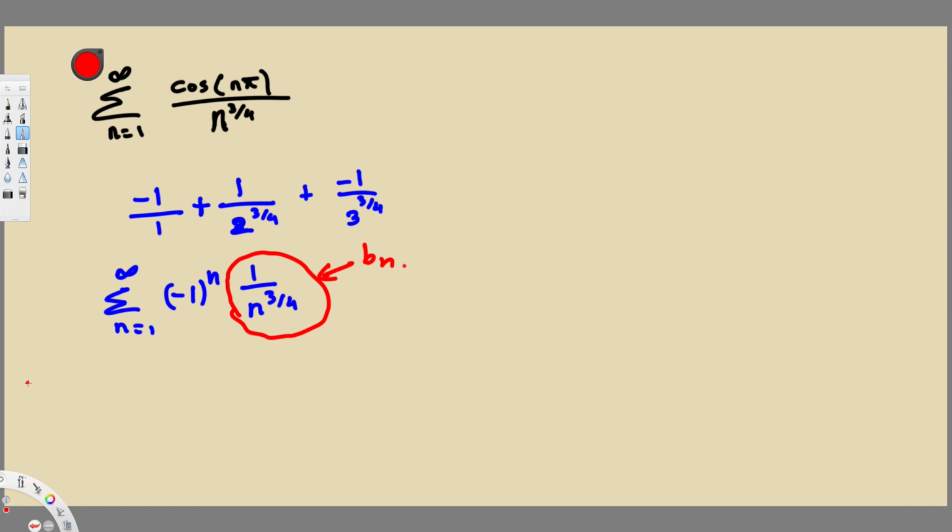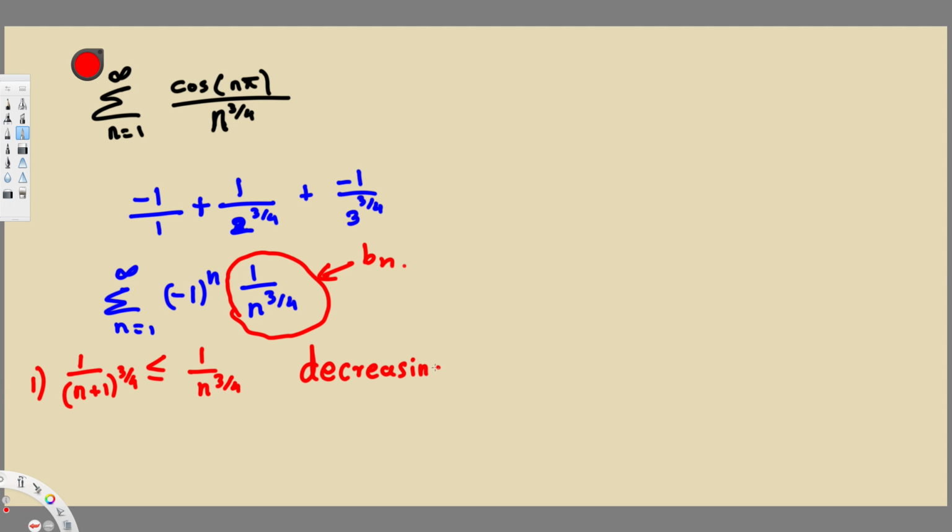So let's check whether this one is decreasing. You can see already that as the n value increases, the denominator is going to become bigger and bigger. So this is definitely decreasing, because 1 over n plus 1 to the power 3 over 4 is going to be less than 1 over n to the power 3 over 4. So this is passing the first test.